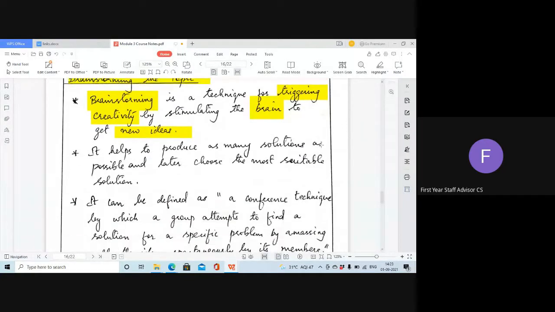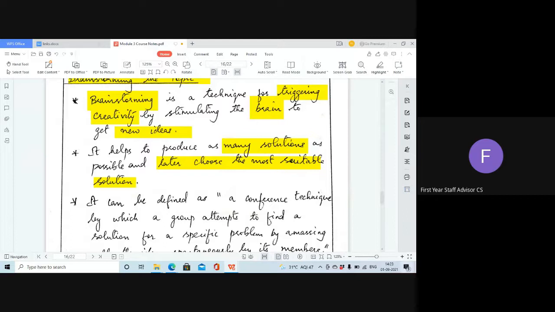So it helps to produce many solutions. Since many people are thinking about solutions, and each person may come up with one or more solutions, several solutions can be discussed, and the best among those can be chosen. Since many people are thinking, we call it brainstorming, and many solutions can be evolved, and out of these, the most suitable solution can be chosen.